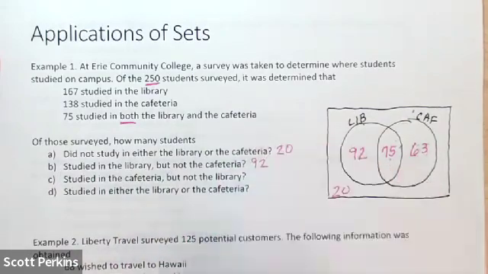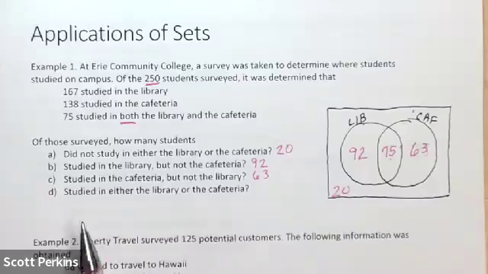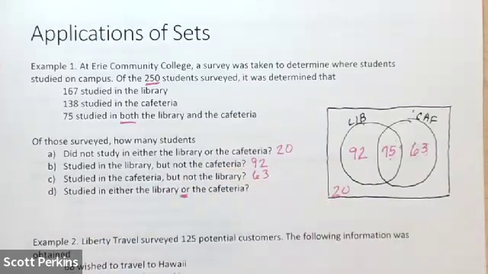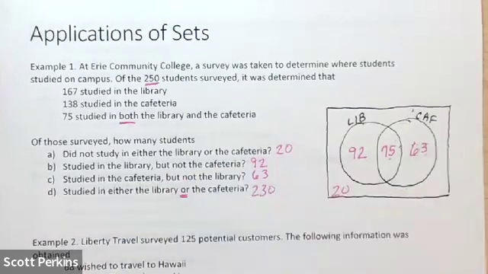92, great answer. How many studied in the cafeteria but not the library? Yep, for sure. And then how many studied in either the library or the cafeteria? When I ask for "or," I want to know how many studied in one or the other or both. So when we added that up, how many was it? 230. Yep, exactly. Great job.